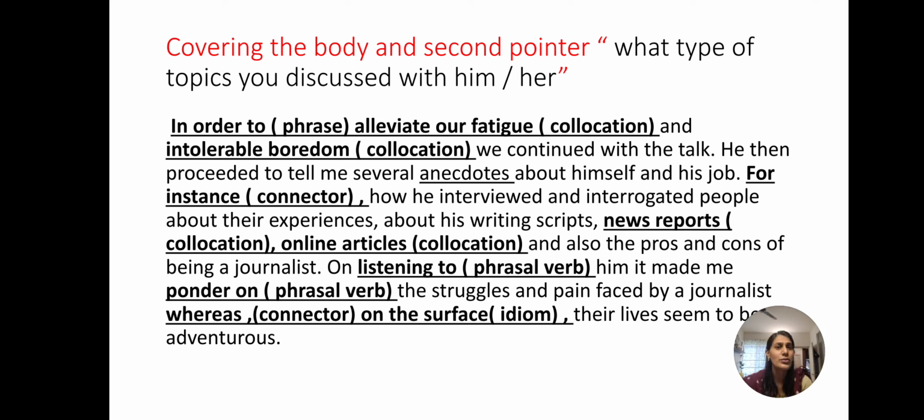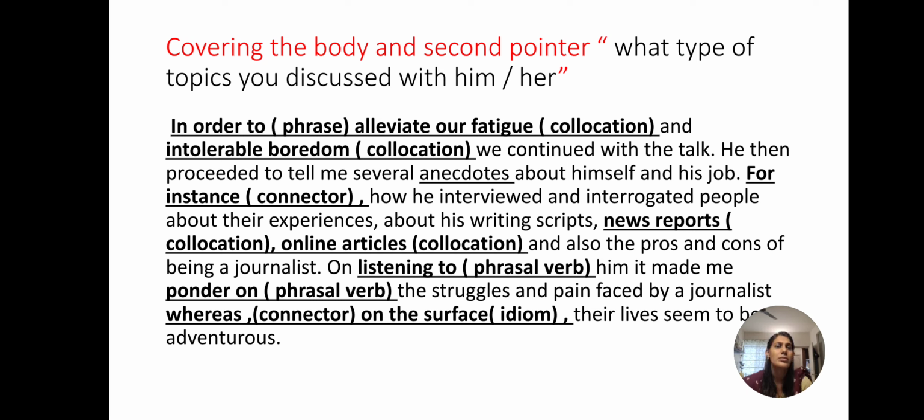In order to alleviate our fatigue. Now, in order to is a phrase, alleviate our fatigue is a collocation, and intolerable boredom is a collocation. We continued with the talk. He then proceeded to tell me several anecdotes about himself and his job. For instance, again a connector, how he interviewed and interrogated people about their experiences, about his writing scripts, news reports, which is again a collocation, online articles, again a collocation, and also the pros and cons of being a journalist.